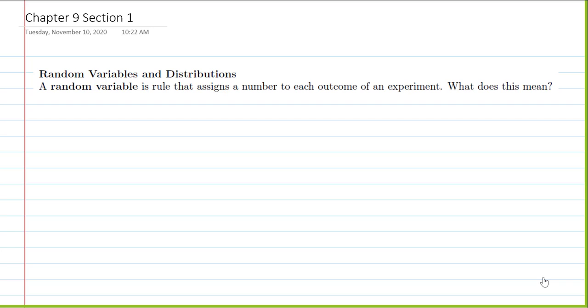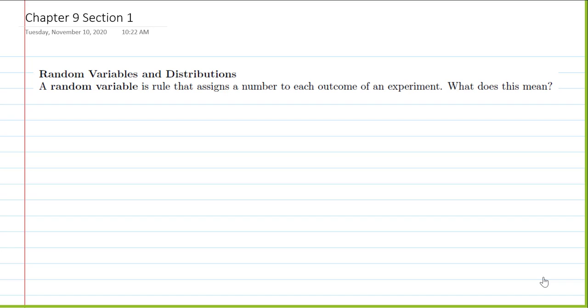9.1, we want to talk about random variables and distributions. So we've seen that word distribution before when we were talking about probability functions and probability distributions. This is going to be that same type of thing, but now we're using the idea of a random variable. So let's unpack this definition.